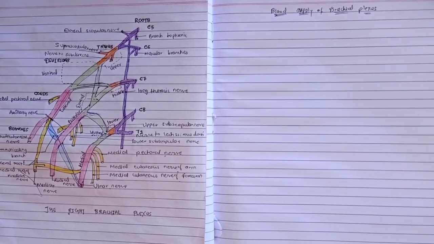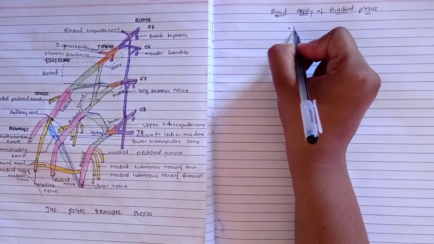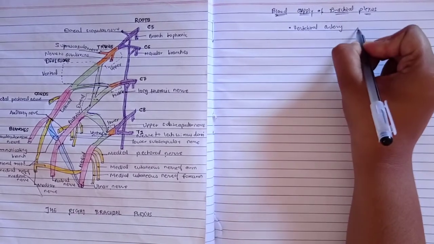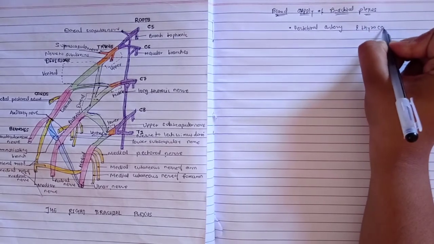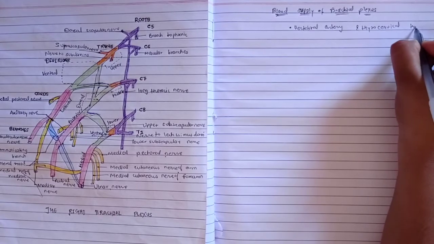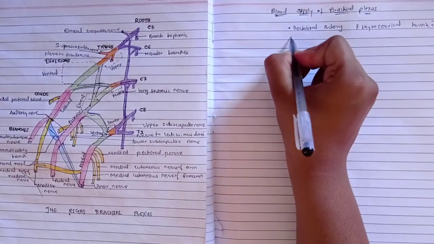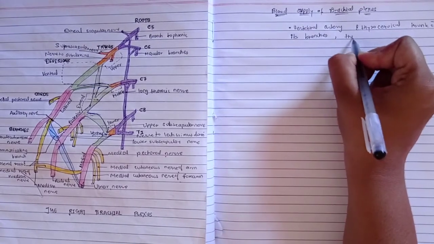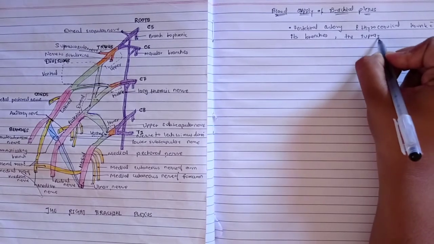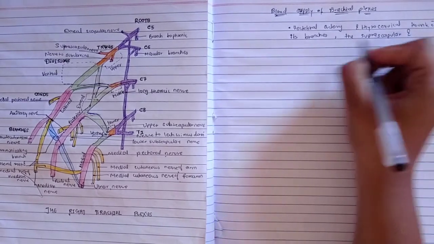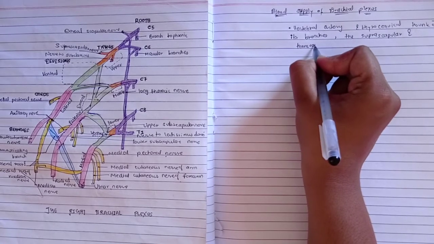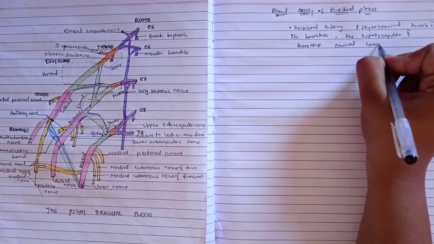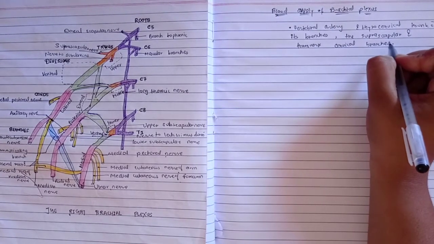Then blood supply of brachial plexus. So the vertebral artery and thyrocervical trunk with its branches, the suprascapular and the transverse cervical branches, supply the blood to the brachial plexus.